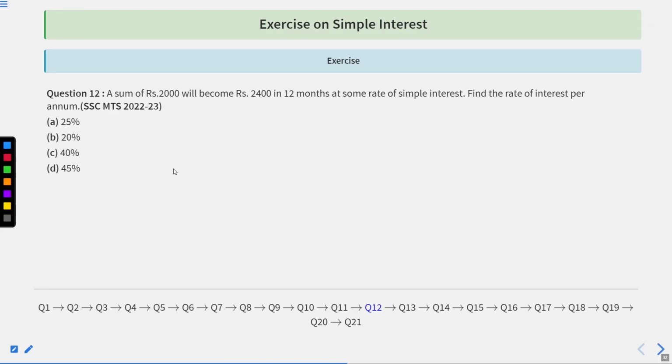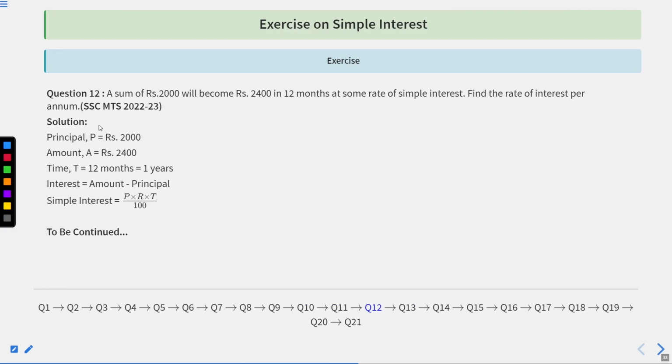Let us now move to question number 12. A sum of rupees 2,000 will become rupees 2,400 in 12 months at some rate of simple interest. Find the rate of interest per annum. So the principal is given to be 2,000 and the amount is given to be 2,400. So the time t is equal to 12 months, that is 1 year. So the interest is equal to amount minus principal, and simple interest is equal to PRT upon 100.